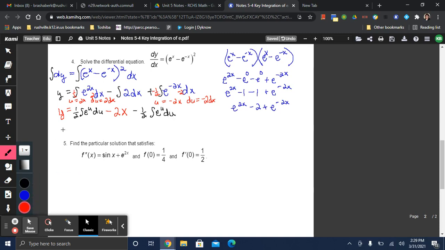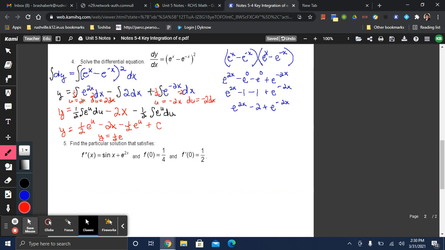So now we can finish the integration process. We'll have 1/2, and the antiderivative of e to the u is itself, e to the u. And then we have minus 2x, and then we have minus 1/2, and the same thing happens here, e to the u, and then plus c. And finally, we'll have to go back and put in the value of the u. So our final answer, y equals 1/2 e.